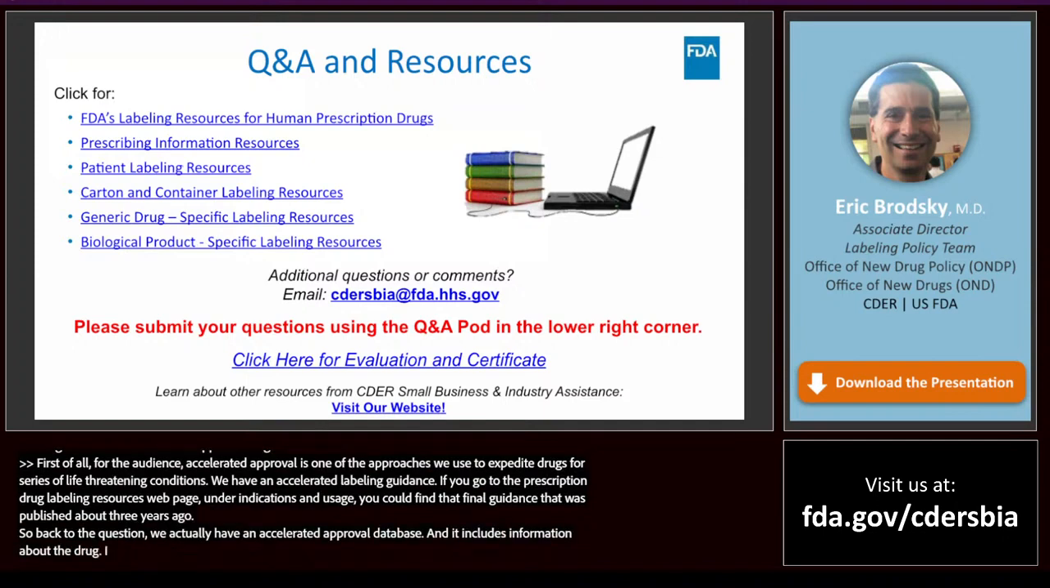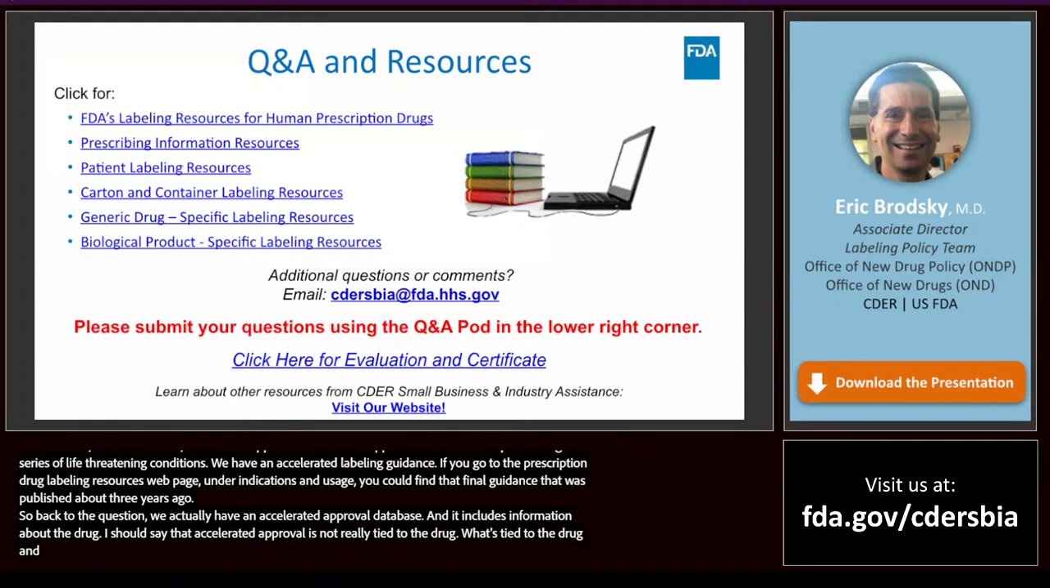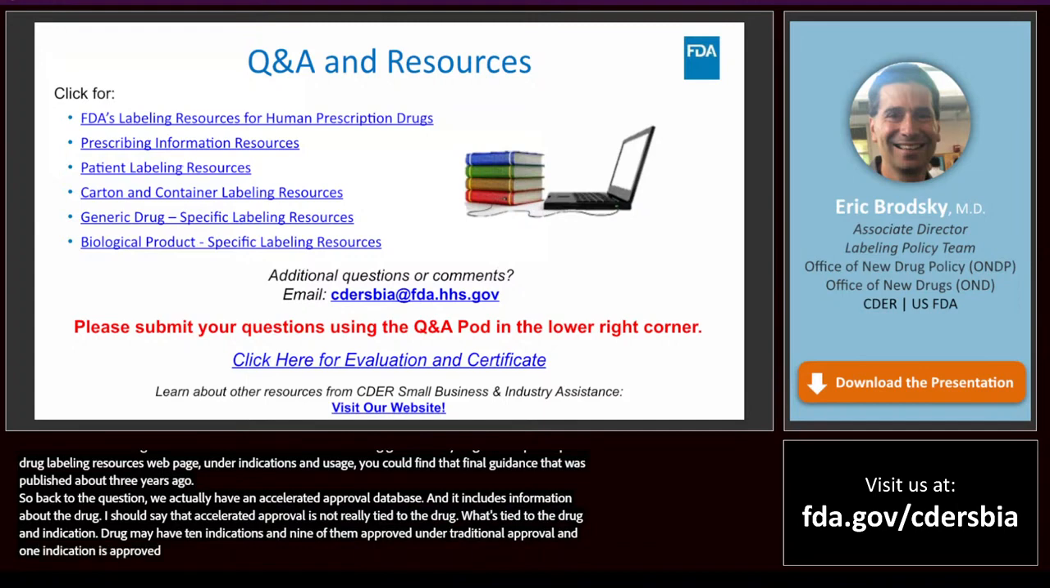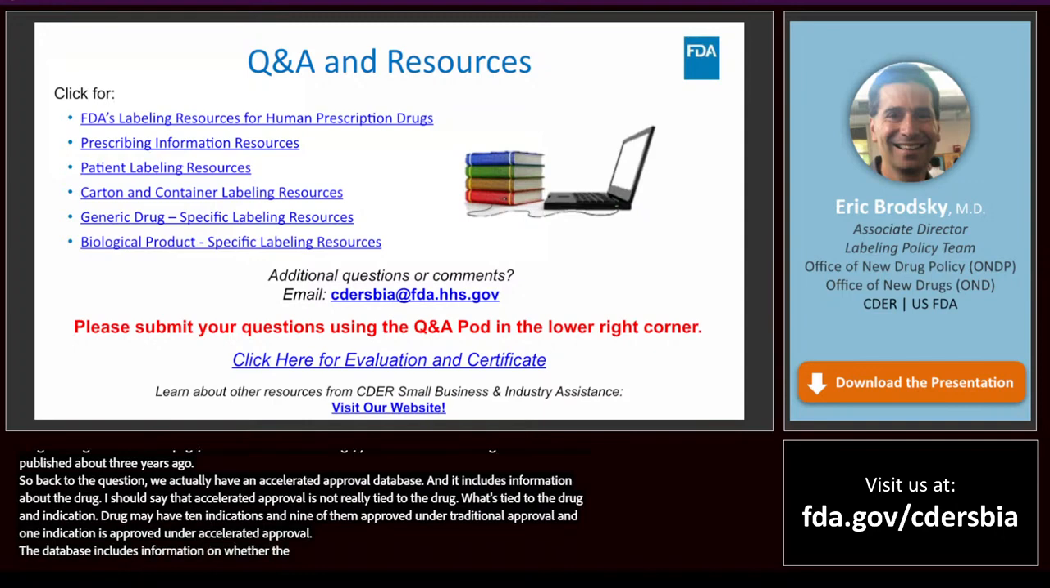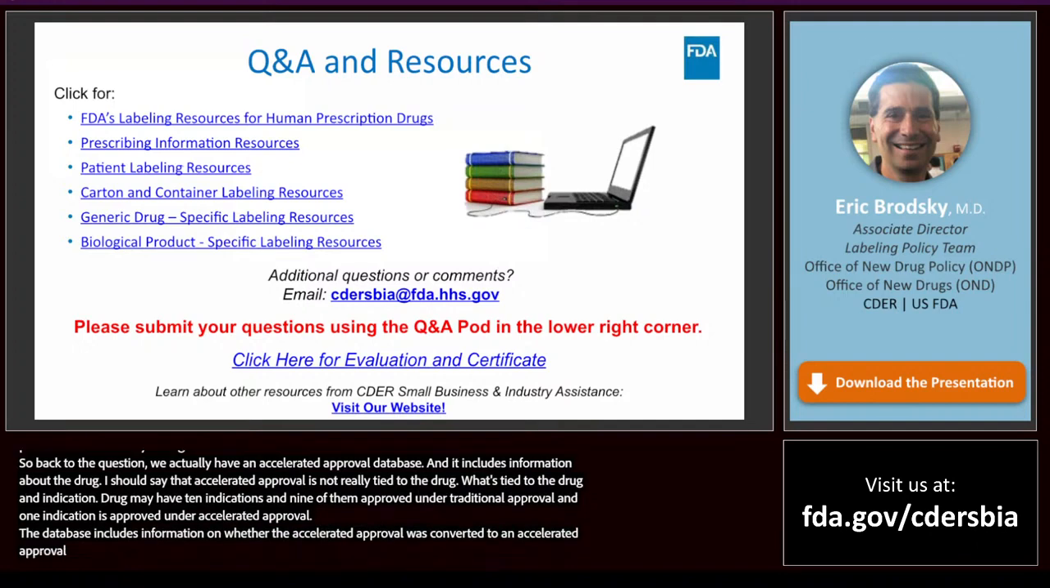I should say that accelerated approval is not really tied to the drug. It's tied to the drug and the indication. So a drug may have 10 indications, and 9 of them are approved under traditional approval, and one indication is approved under accelerated approval. So it's the drug and the indication. And so the database includes information on whether the accelerated approval was converted to a traditional approval. But I think that the question relates to the Prescription Drug Labeling Resources web pages.